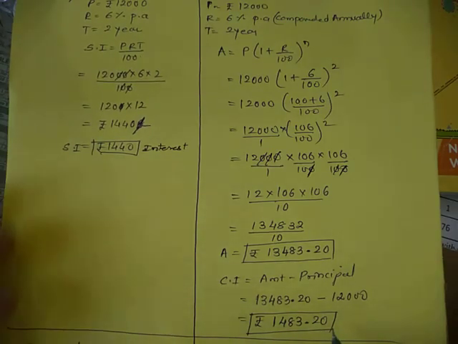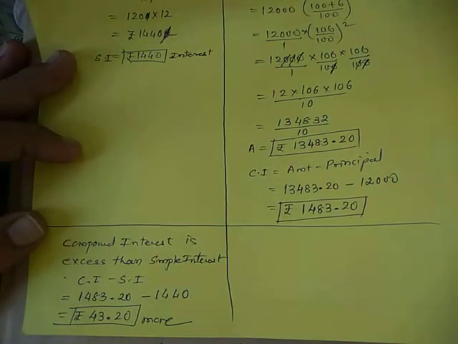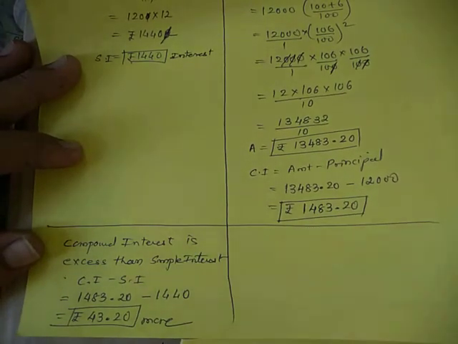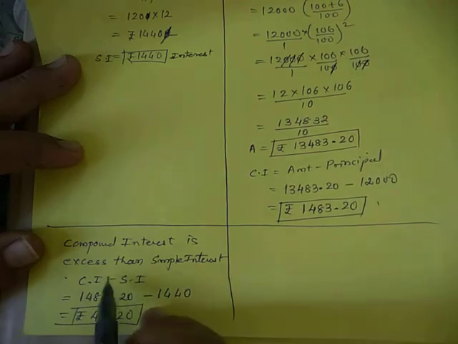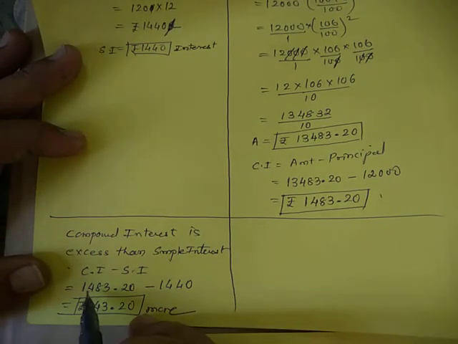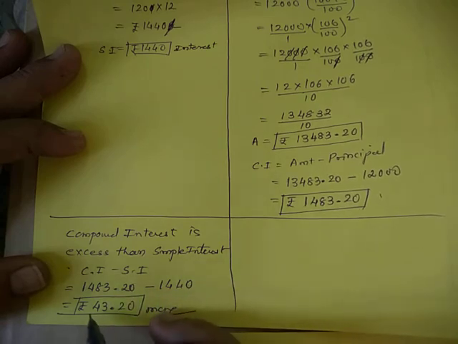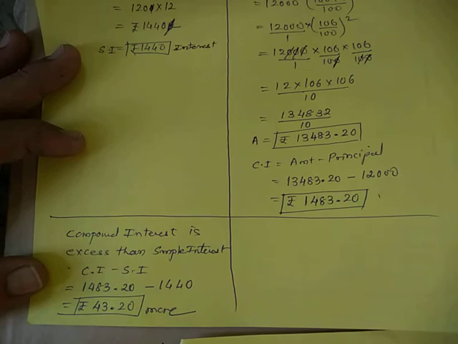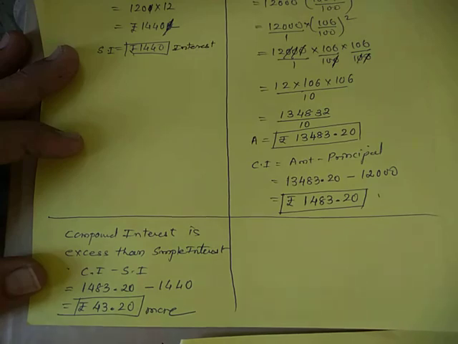I am getting 1,483.20. Now they are asking what will be the difference paid by the same person, and which one will be excess. Compound interest is excess, as we see both these amounts. Okay, this is simple interest, this is compound interest. Which one is more? This one is more. Clear? So compound interest is more than simple interest. How much? Compound interest minus simple interest: 1,483.20 rupees minus 1,440, so roughly 43.20 rupees more if I calculate by compound interest. Hope this sum is clear to you all. Now we proceed to the next sum.